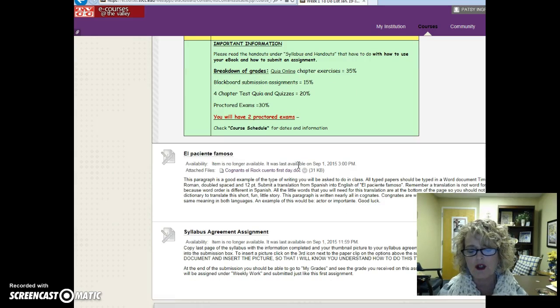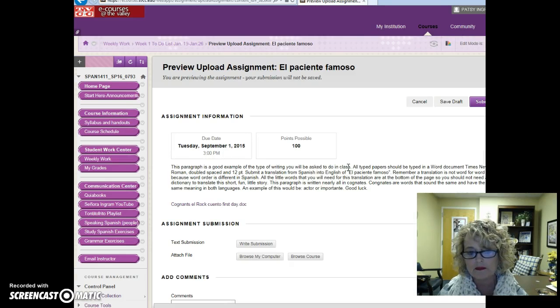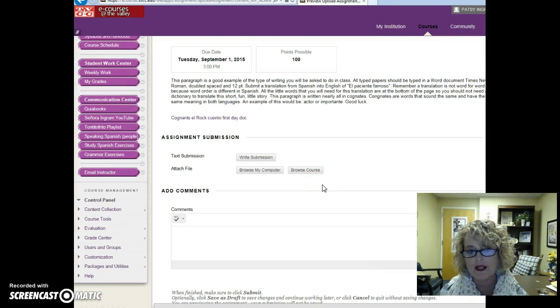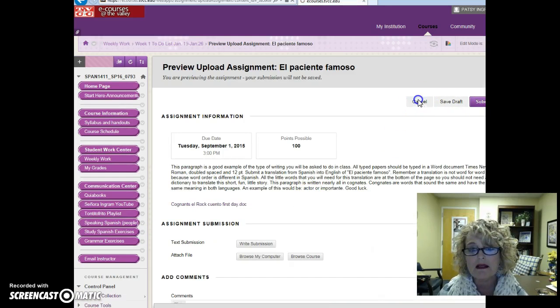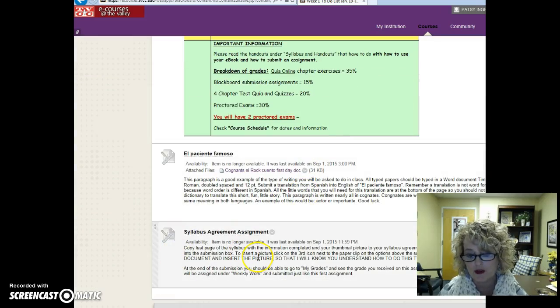Okay, I just wanted to show you, this is what your assignments will look like. I told you that you have a piece of paper and a ruler and a pencil across it. So what you're going to do is you're going to open, and it gives you exactly what you're going to do. You're going to open that assignment, and it's there. You're going to put your assignment on a Word document, and you're going to browse your computer, attach it to it, and that's it. So you have 2 assignments, and that's the El Paciente Famoso, and you also have the student agreement.